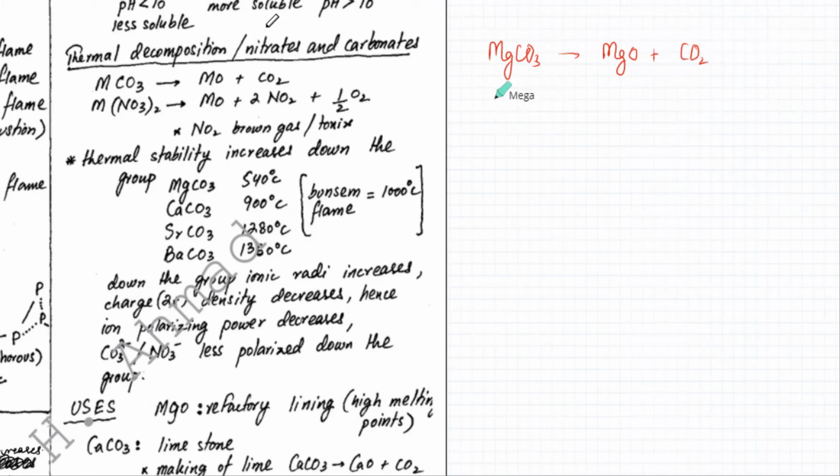You've got magnesium nitrate. Nitrates of group 2 decompose, and they produce magnesium oxide plus NO2 plus O2. And remember NO2 is a brown gas.